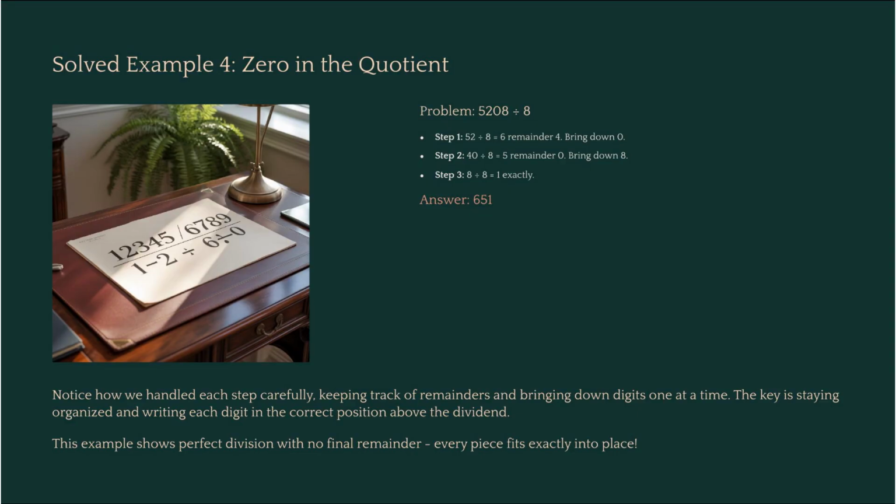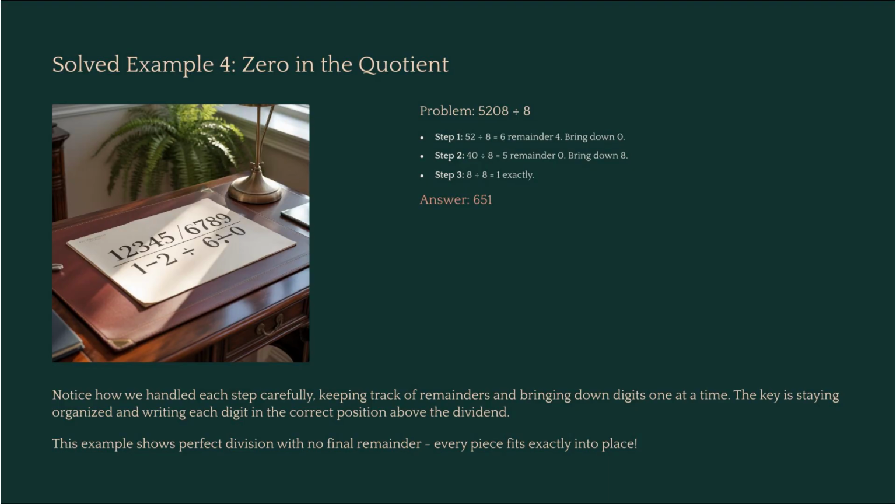5,208 divided by 8. 8 goes into 52 6 times. We write 6. We get a remainder of 4. We bring down the 0 to make 40. 8 goes into 40 5 times. We write 5. We get a remainder of 0.